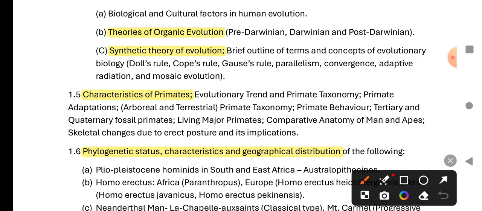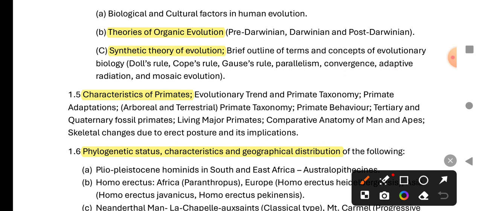Old world monkeys are like the rhesus monkey and langur, and new world monkeys are like the spider monkey, and they are found in North and South America. And Cercopithecoid old world monkeys are found in the rest of the world, apart from North and South America.